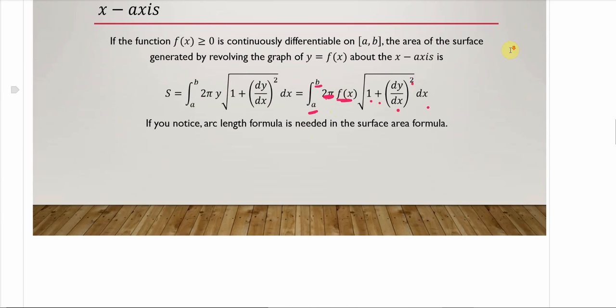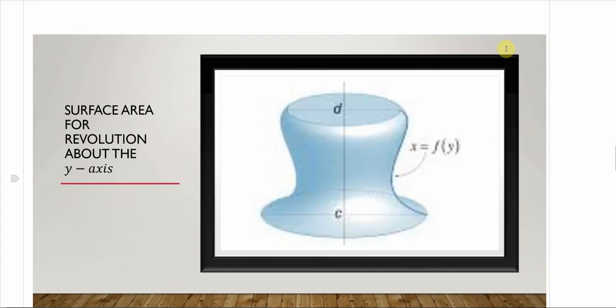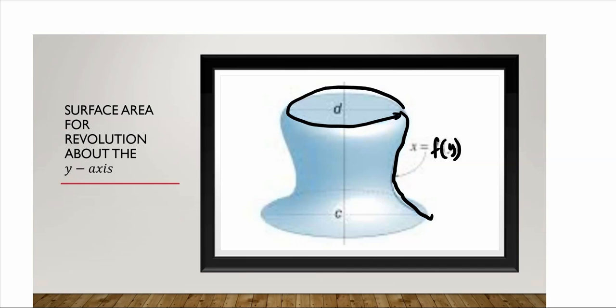Okay, now let's visualize the one that is about the y-axis. What I have is this curve right here, which is a function of y, f of y, and I'm going to revolve it around the y-axis. So I'm going to go around like this around the y-axis. So what's the surface area going to be? The surface area is going to be my circumference times my arc length.